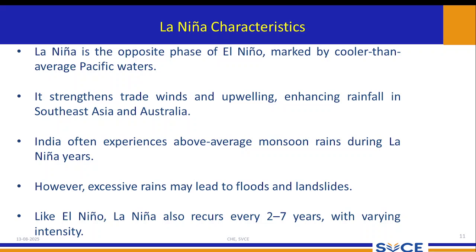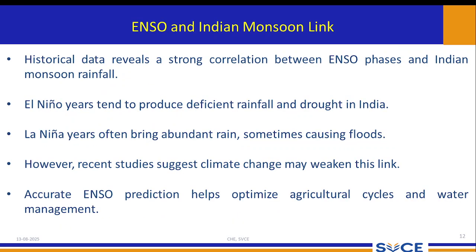So in El Nino or La Nino, how the direction of wind takes place, and how the heat transfer takes place from the equator to the Arctic or from the Arctic to the equator, just go and refer back to what we have taught in unit 1. Like El Nino, La Nino also recurs every 2 to 7 years with varying intensity.